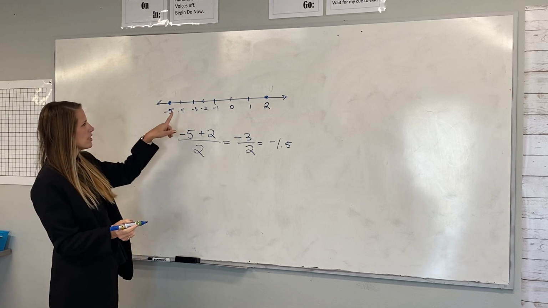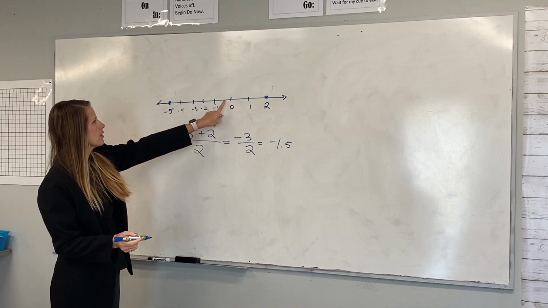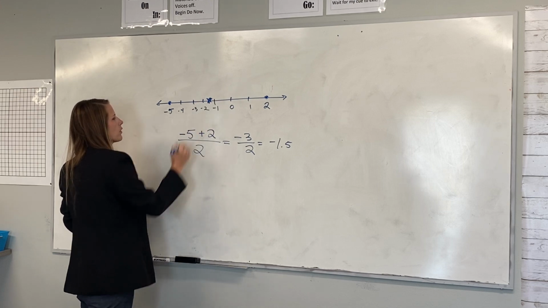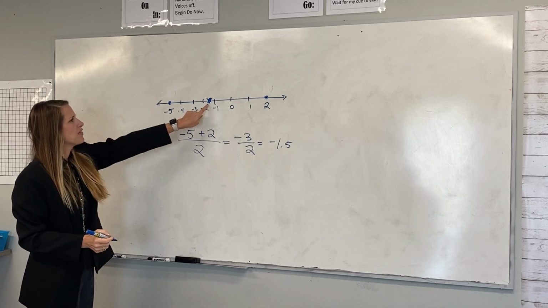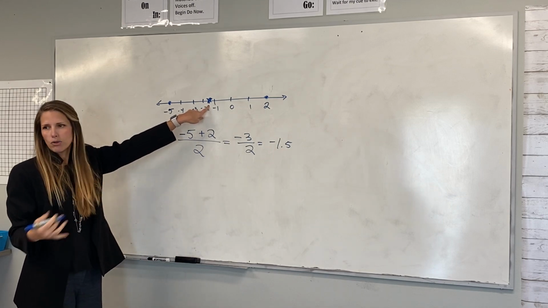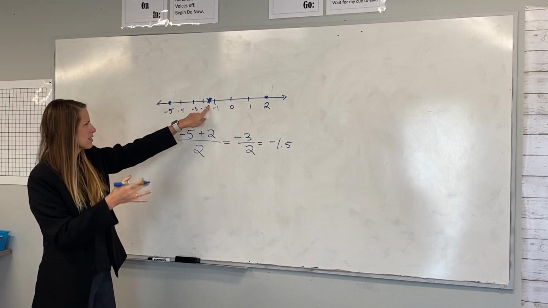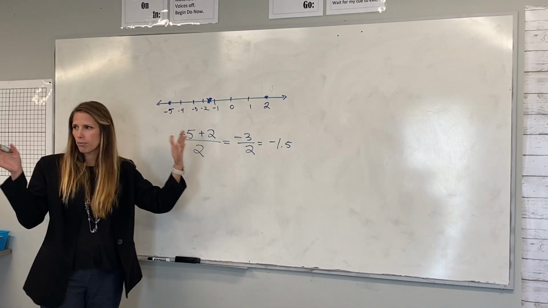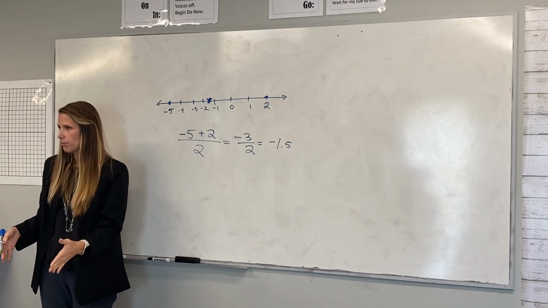So the average of these two numbers would be, this is 0, -1, and then -1.5 would be right about here. I'm just going to put a little star. That's a terrible star. But that would be the unweighted average. And even though my number line is a little unbalanced, we see that the unweighted average of two numbers is going to fall smack in the middle, right?